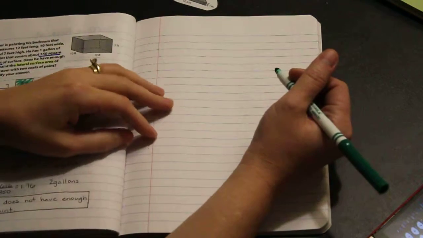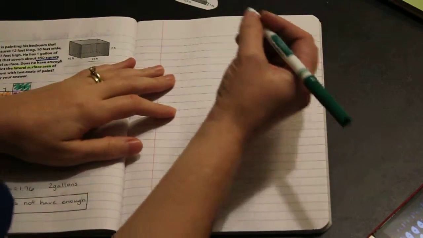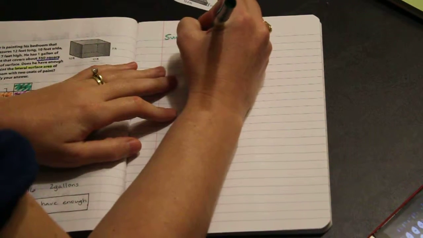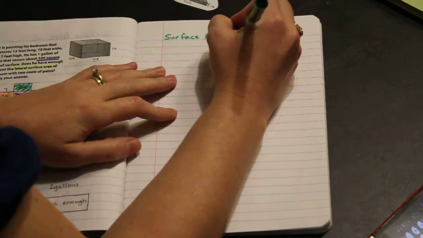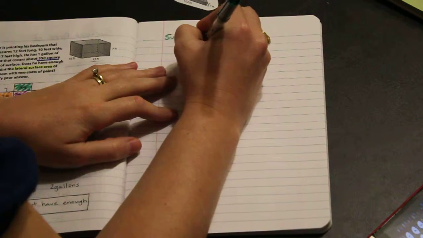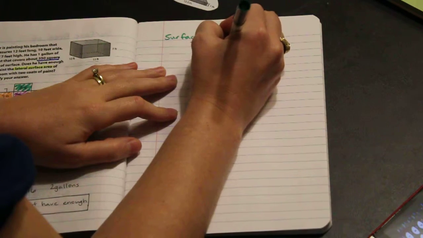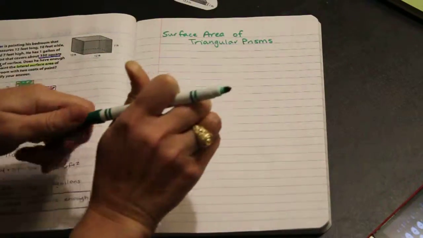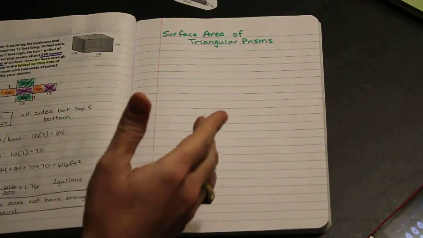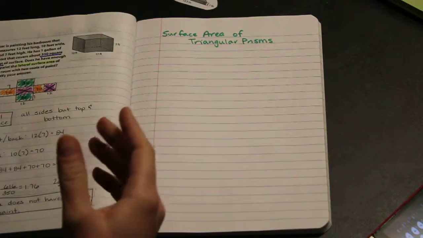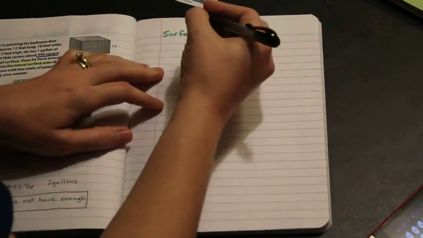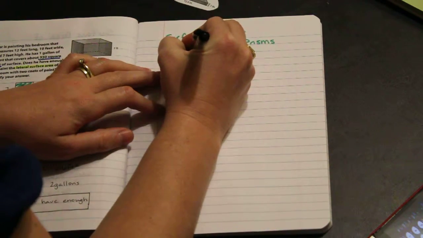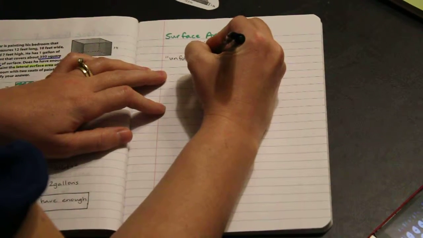Okay, class, today we're going to talk about the surface area of triangular prisms. Now, just like with rectangular prisms, what we're going to do is unfold the prism into a net.